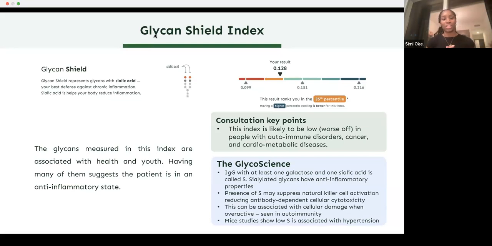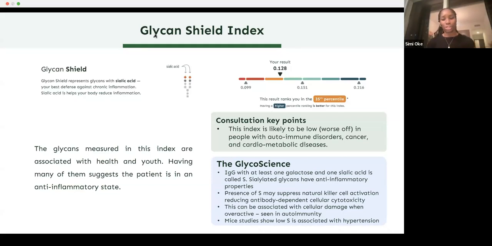So just going back to the Glycan Shield. As I mentioned, this is an index that is associated with health and youthfulness. Having a lot of them is suggestive that the patient is in an anti-inflammatory state, which is of course positive. And the thing that makes this so protective is the sialic acid that we see.